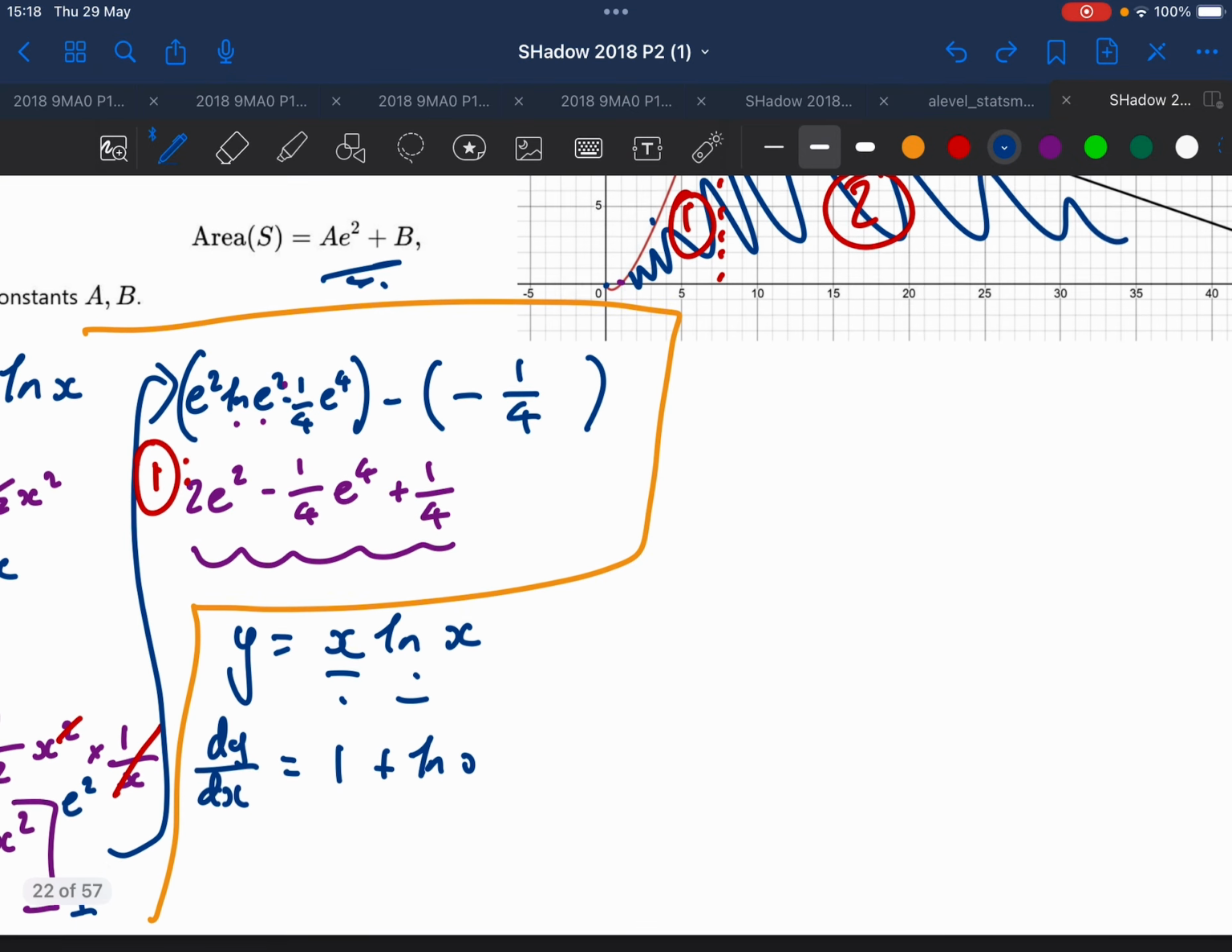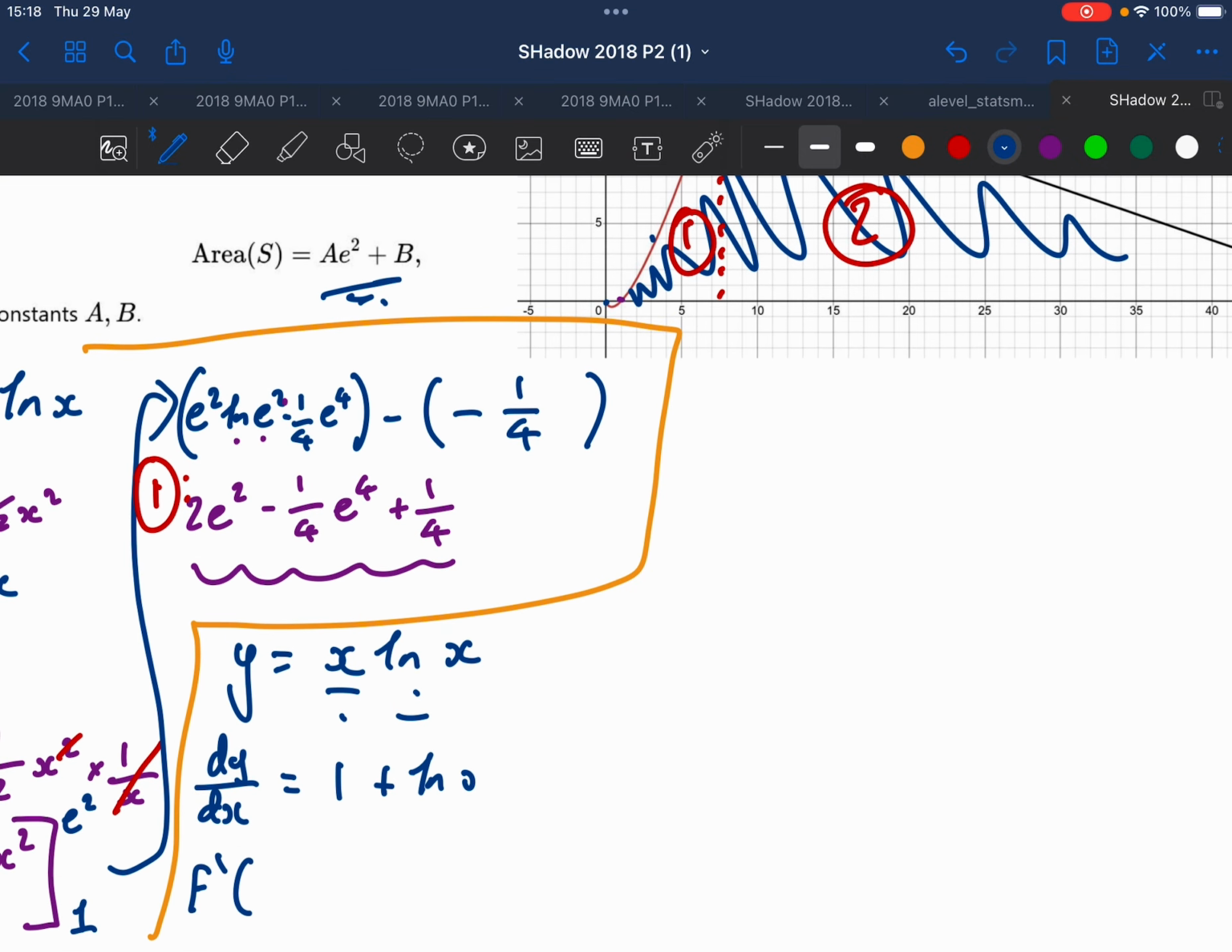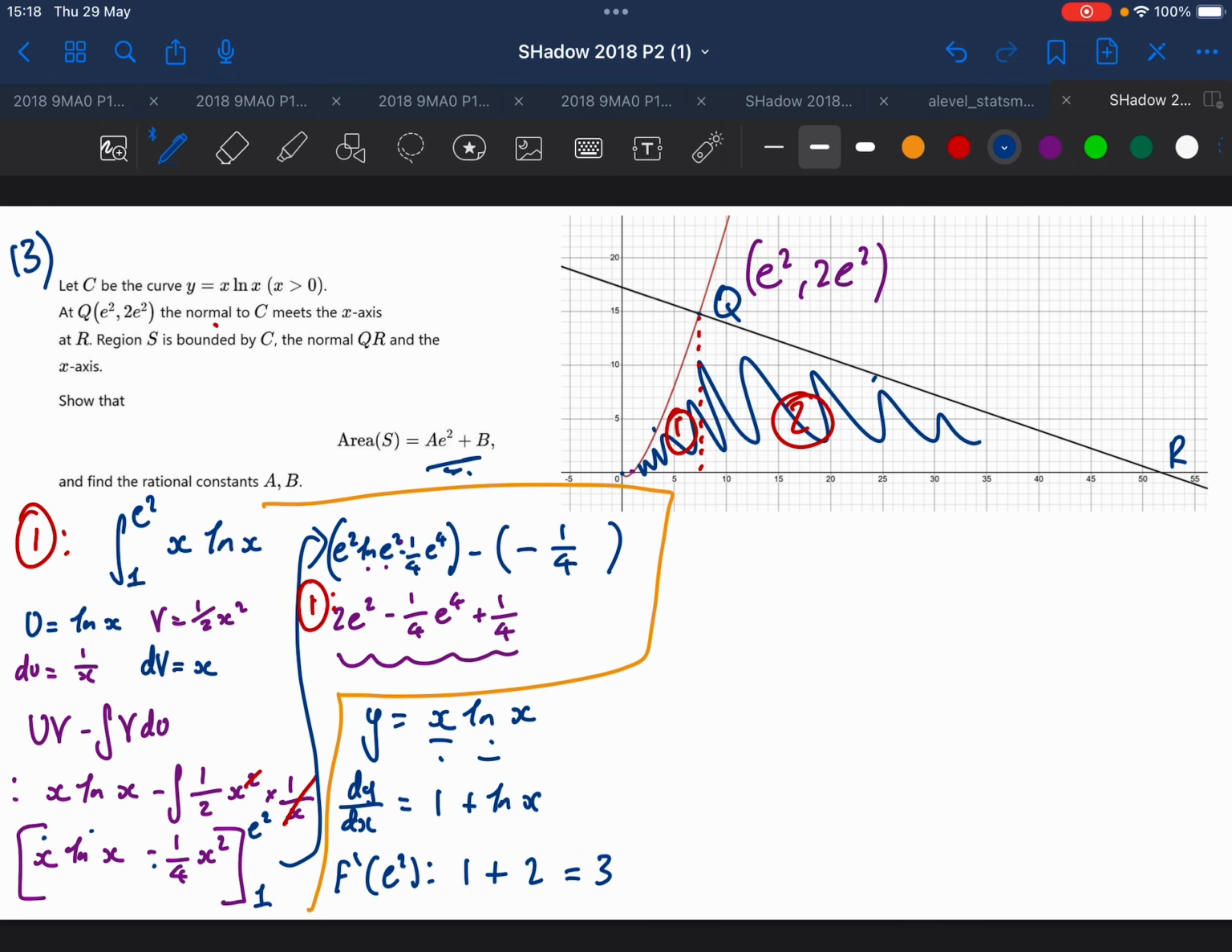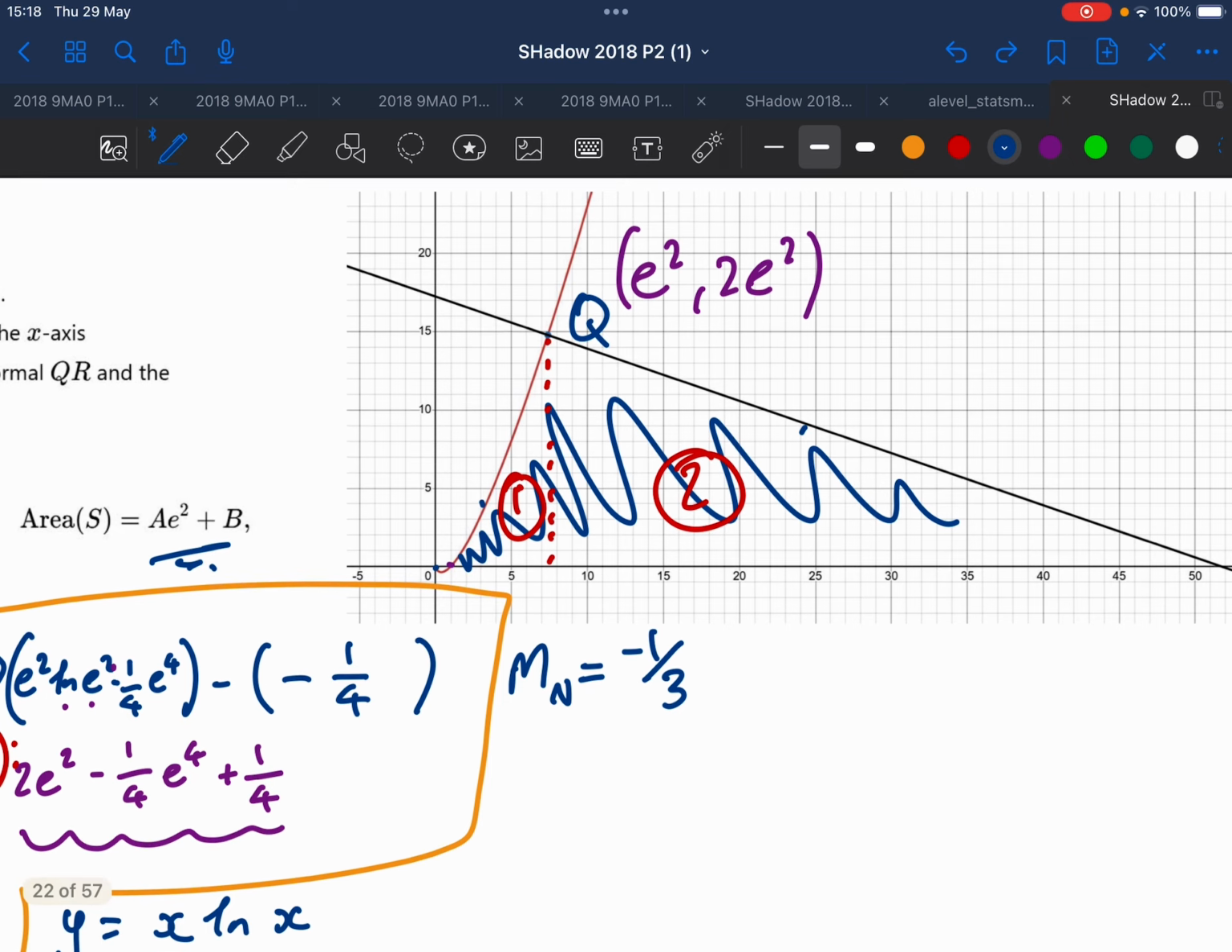So if I find the gradient at e squared, it's 1 plus natural log of e squared. That's 2, isn't it? We just talked about that. So it's 3. So the gradient of this tangent is 3, and that looks about right. That does look about 3 at that point. I want the normal though, so the gradient of the normal is going to be minus a third. So now I'm starting to know some things about this line here. It's on a straight line. That's the gradient. I've also got a coordinate.